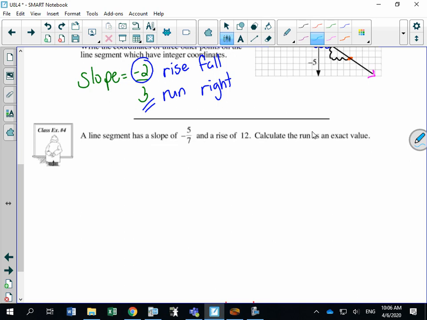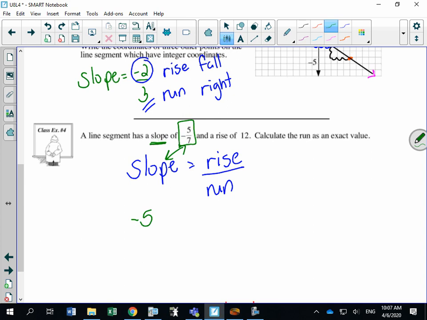Class example number 4. A slope is -5/7, and it has a rise of 12. Calculate the run as an exact value. So for this question here, the only formula that we have is slope is equal to the rise over the run. So they've said that the slope is -5/7. So I'm going to take that slope out and I'm going to put in -5/7.